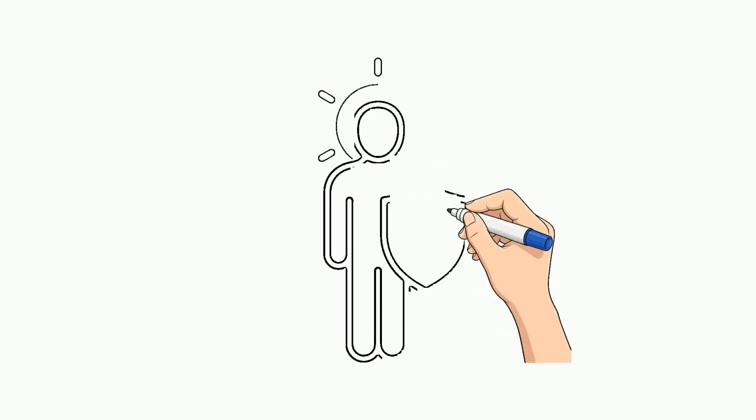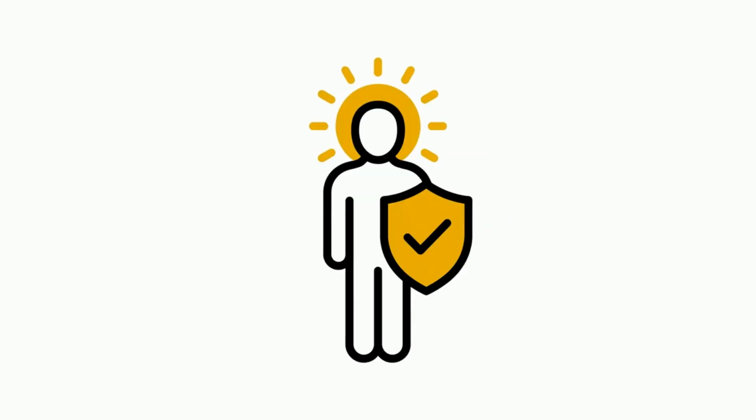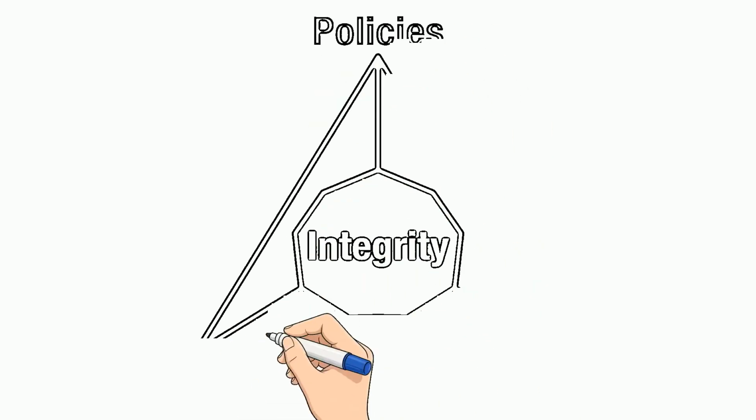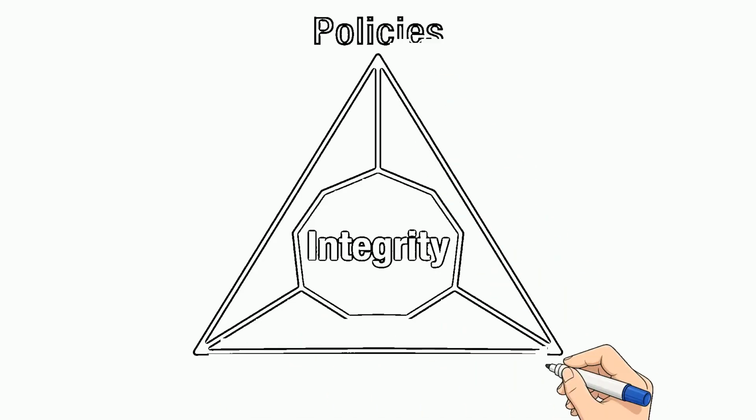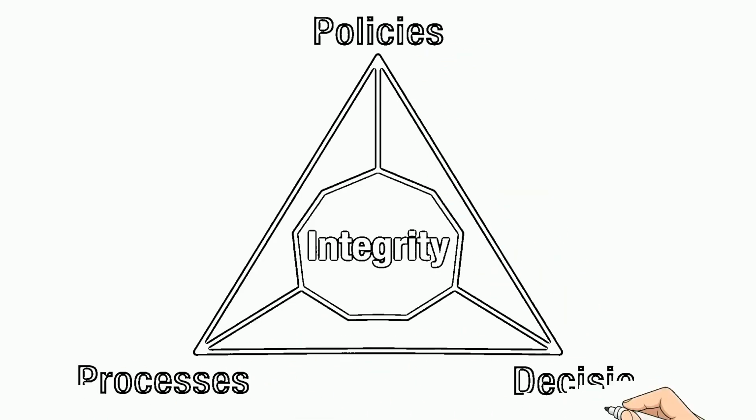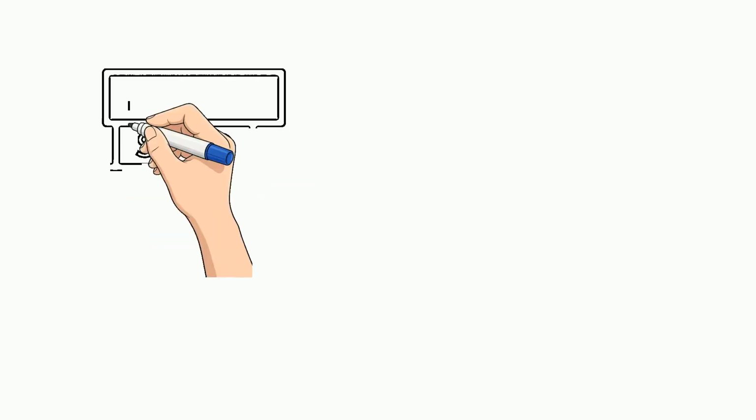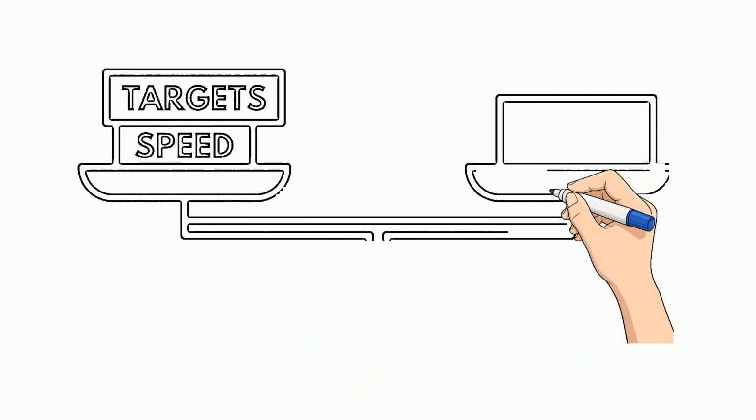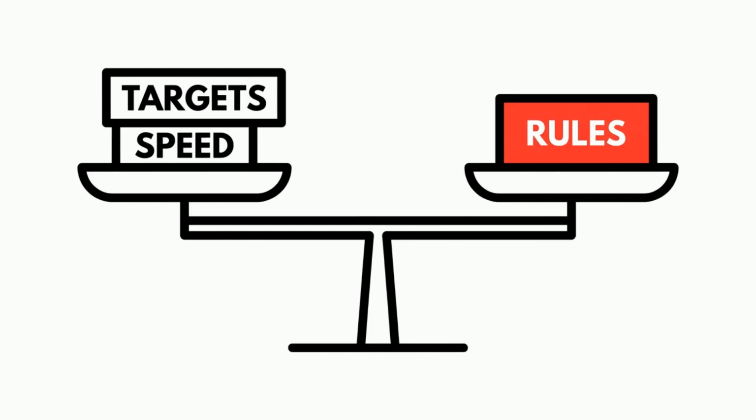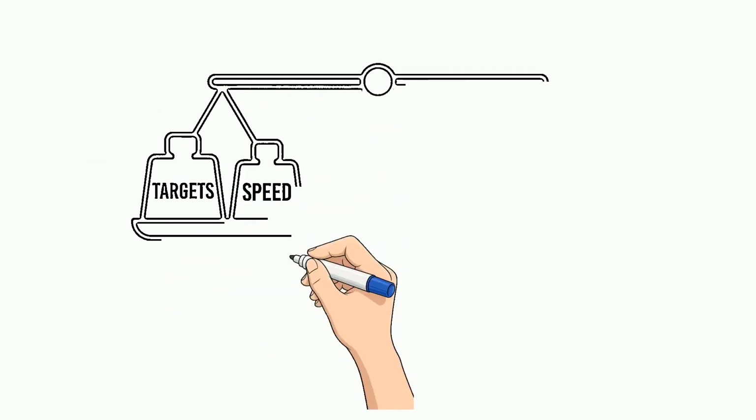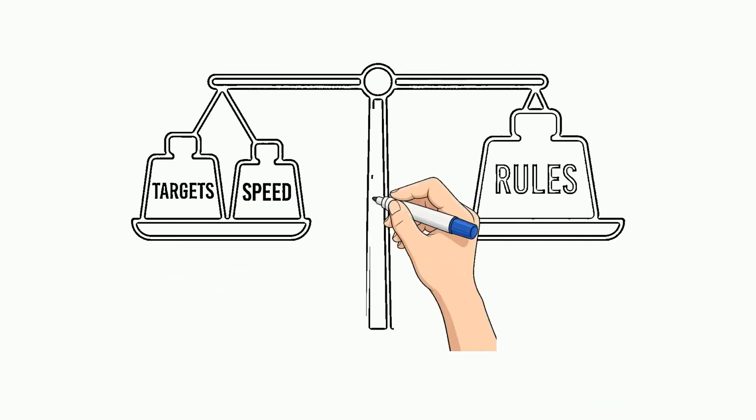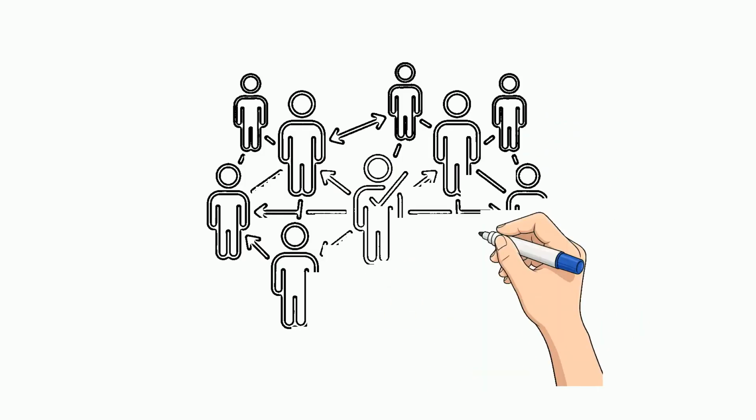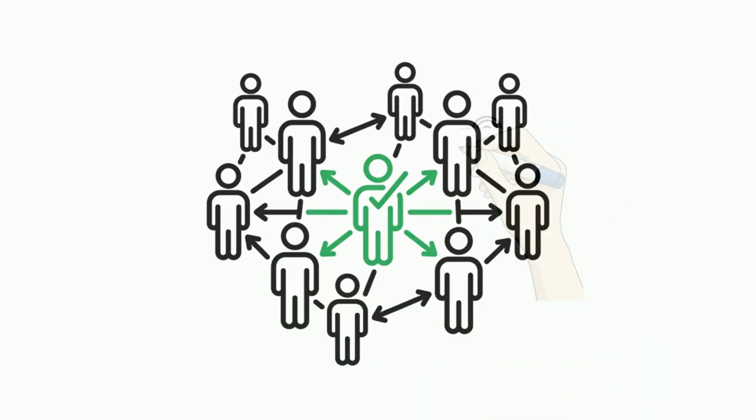Finally, act with integrity, even when no one is watching. At the core of compliance is integrity. Policies guide you, processes support you, but your decisions define you. Sometimes you may feel pressure to meet targets, move faster, or bend the rules just this once. But compliance means doing the right thing, even when it's difficult. A strong compliance culture starts with individual choices.